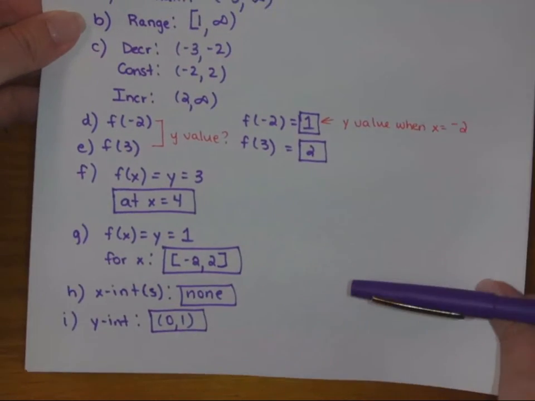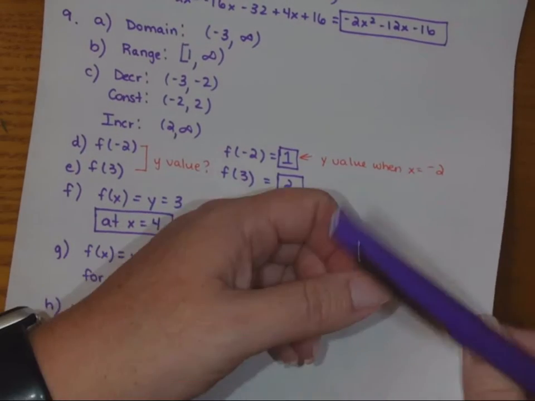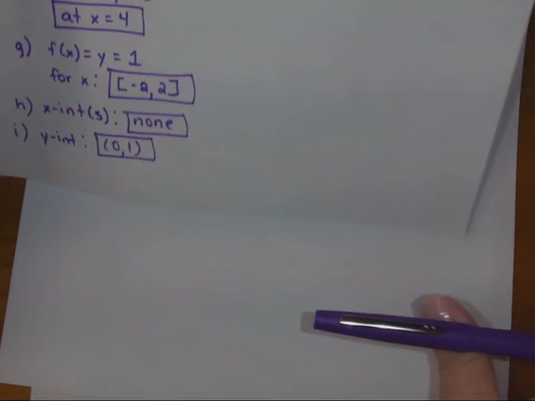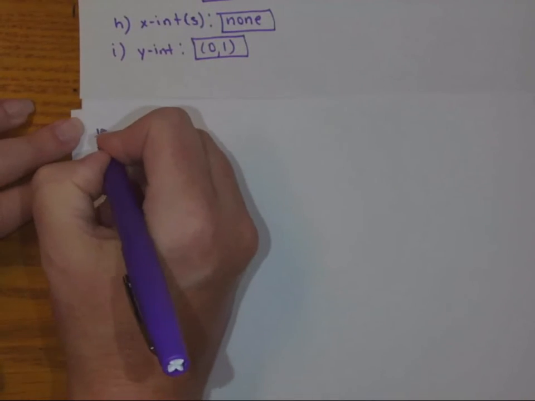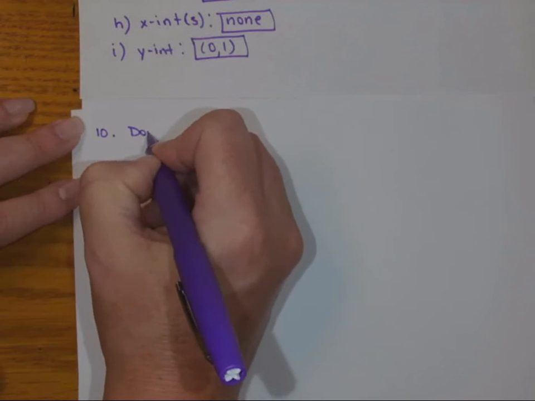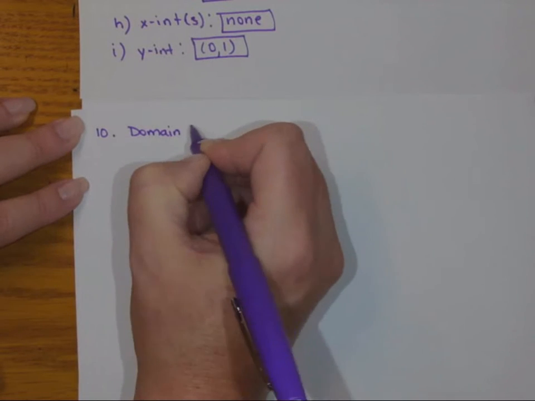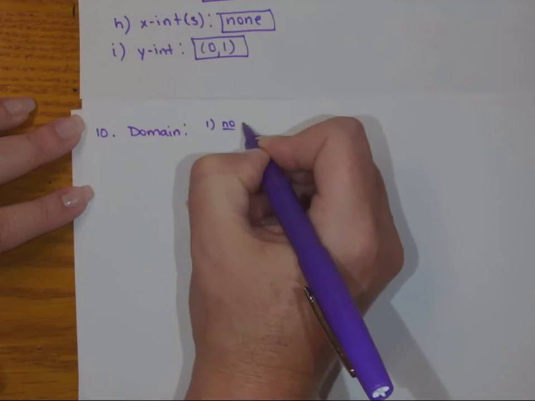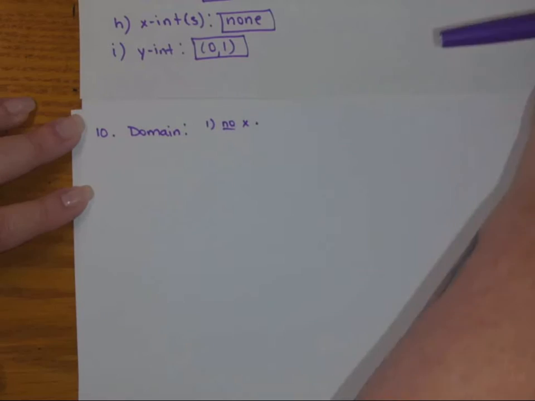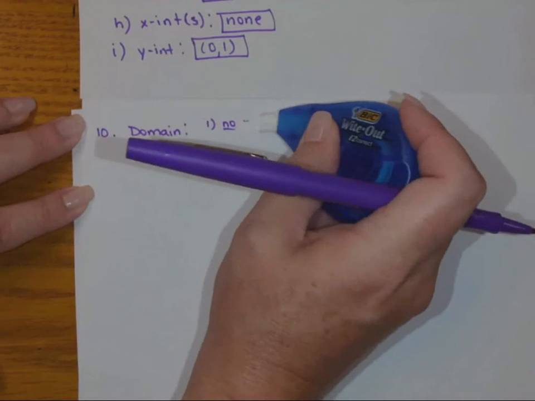Okay, so let's look at number 10. So before we get into the details of number 10, remember with domain we have 2 rules we don't want to break. We can't have 0 in the denominator.